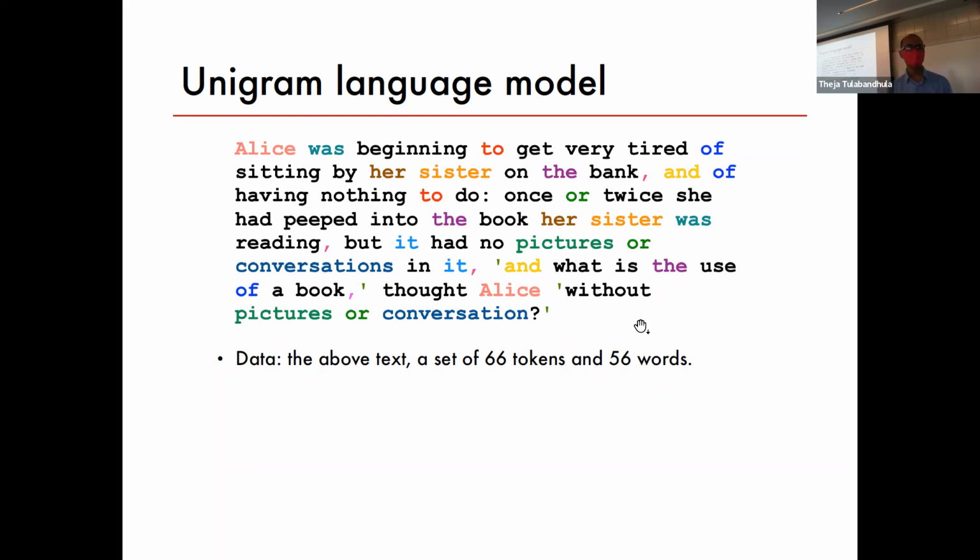We want this to build what is called a unigram language model, and it's a fancy name. At the end of the day, we're just creating a categorical distribution over words. That's what we want to do. Let me explain that here.